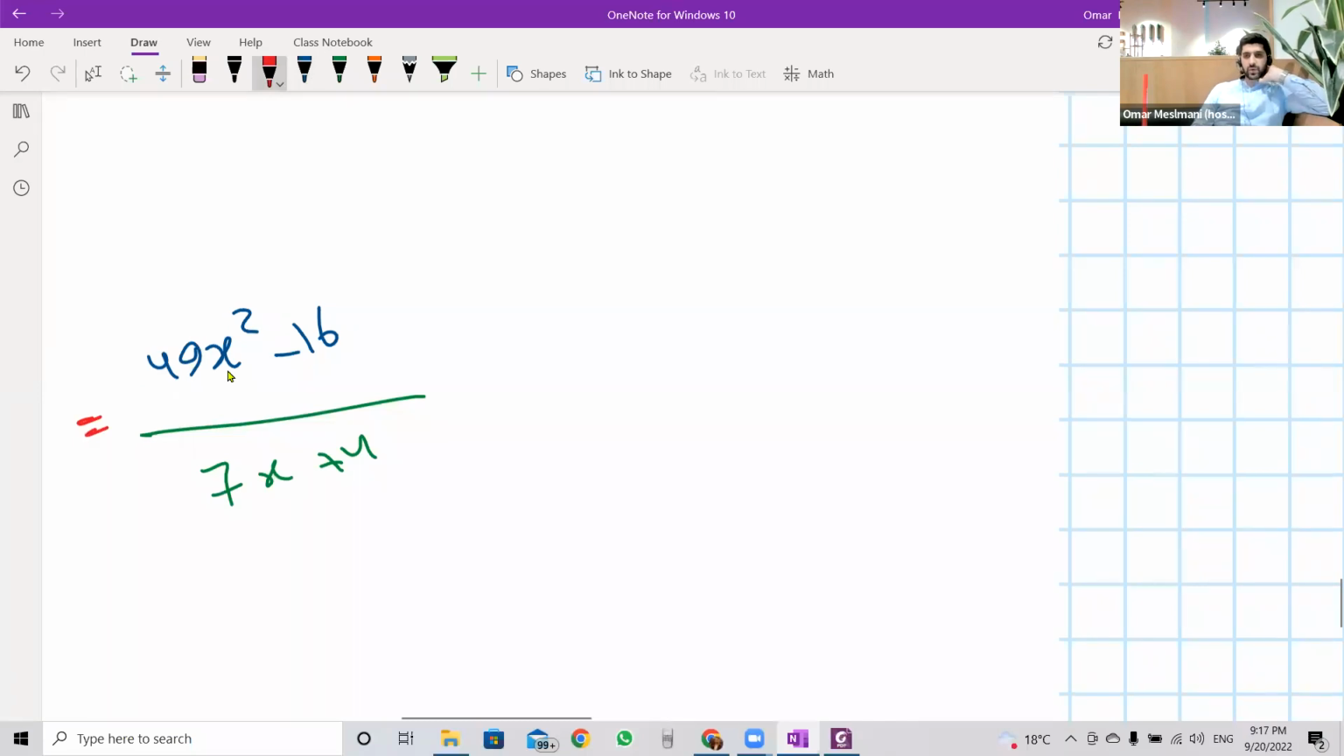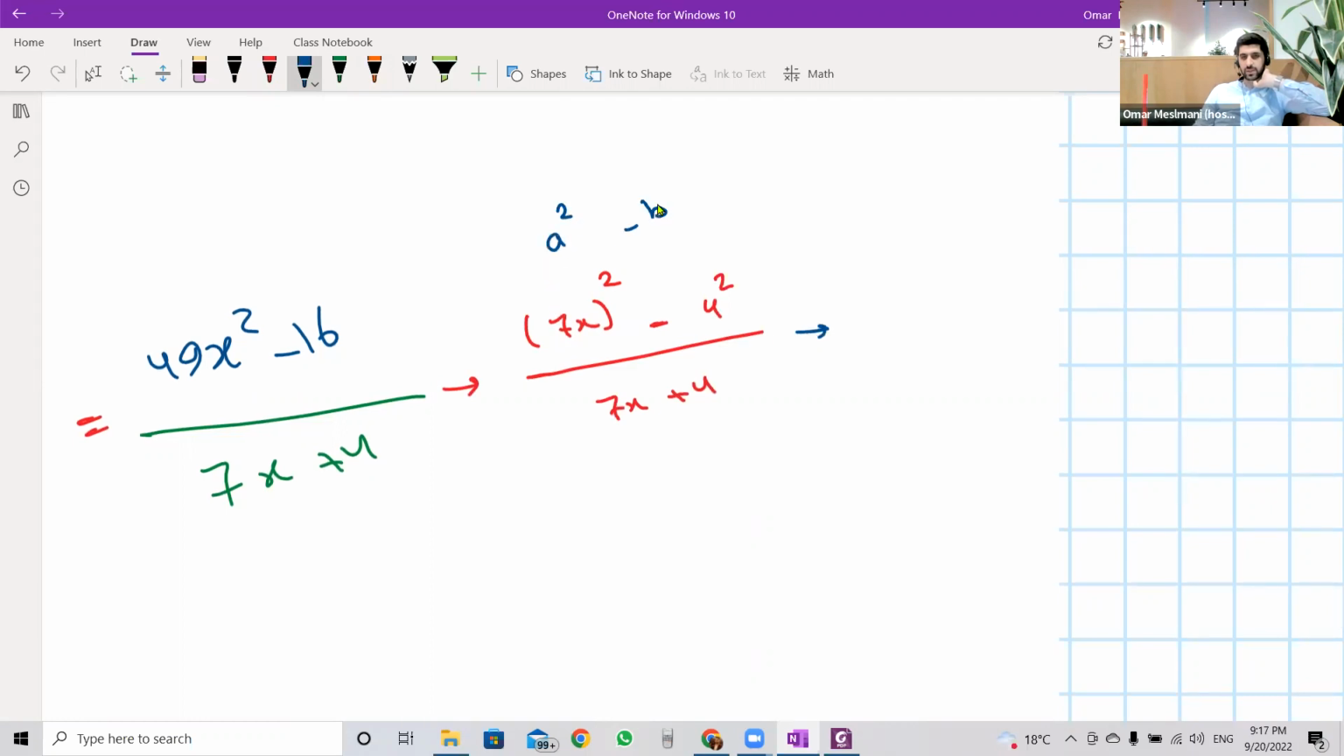Now, the 49x squared, Mr. Bara, I can write it as 7x squared. Can I? You can, sure. Minus 16, you can write as 4 squared. Can I? Yes, you can. Over 7x plus 4. And now, if you remember, dear Mr. Bara, it's a squared minus b squared. Do you remember this one? It's a minus b, a plus b.